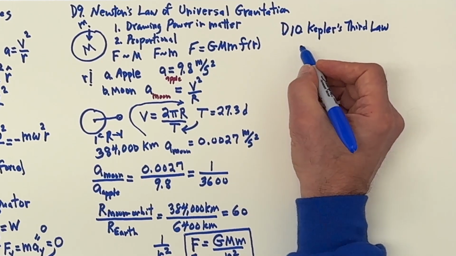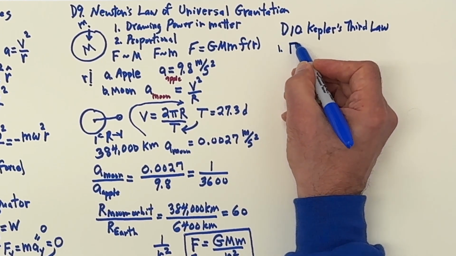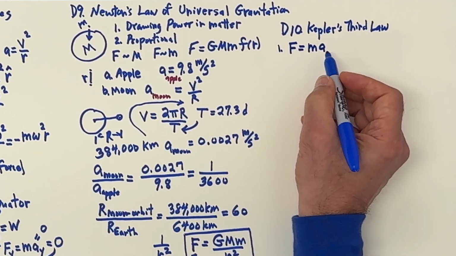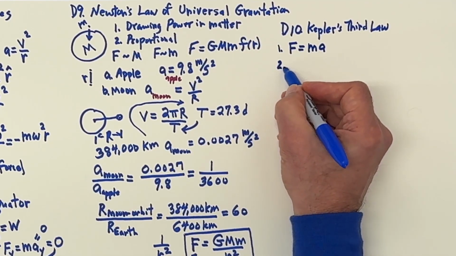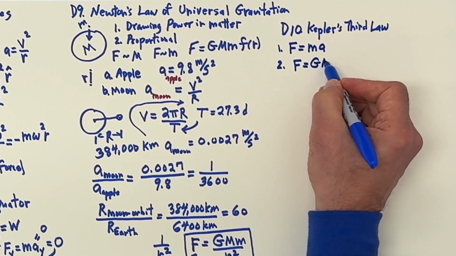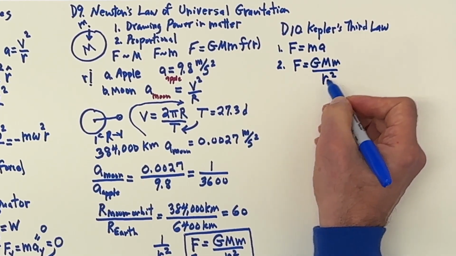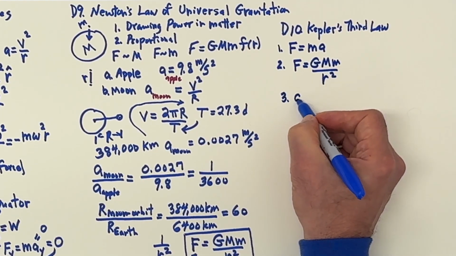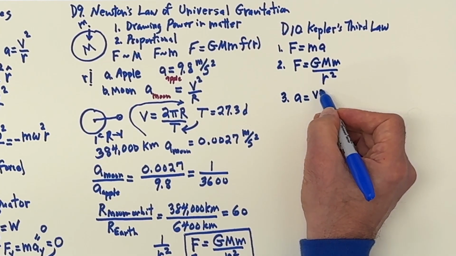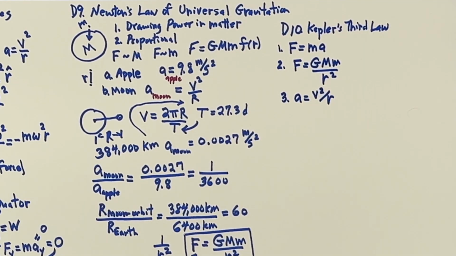So what we're going to need is, one, F equals ma, which we already have talked about, and two, the universal law of gravity, which we already have covered most recently. And we're going to need the acceleration formula for movement in a circular path, v squared over r. This is what we're going to need.